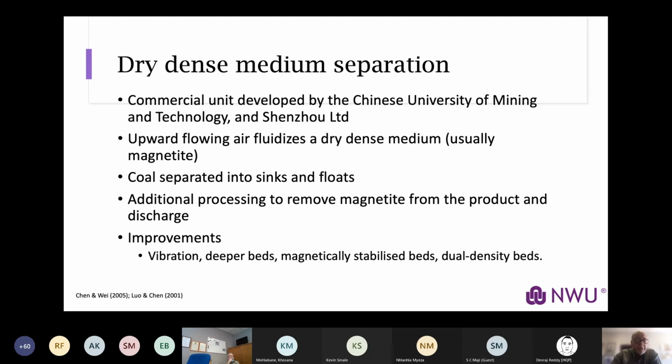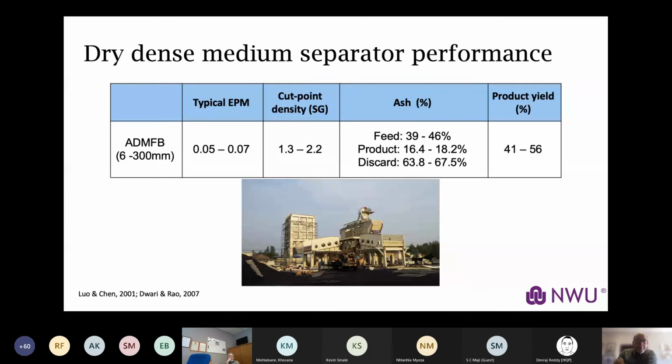So there were some improvements in the technology since its development. They went for deeper beds, they added some vibration, magnetically stabilized beds, and dual density beds where you had two densities in the same bed, improving the separation. But the numbers that were quoted were very, very impressive EPs, and of course the cut point densities could go right down to very low cuts, 1.3. And again, these are Chinese numbers, and I see some Indian colleagues have also done some work on this.